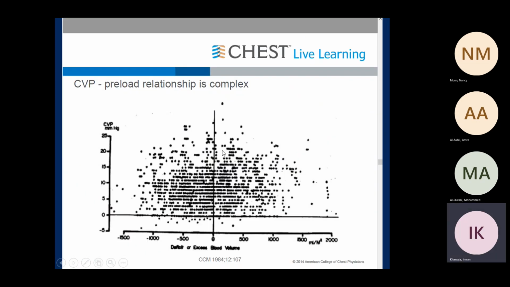Now, I did mention the lack of correlation between CVP and volume status, but this is one of the studies that came almost 30, 40 years ago. It looks at CVP and volume status: euvolemia here, hypovolemia and hypervolemia, and you see the numbers are all over the place. So patients can have low or normal CVP and they can be volume overloaded, or they can be euvolemic, or they can be volume depleted.